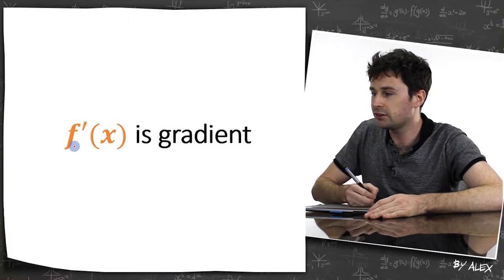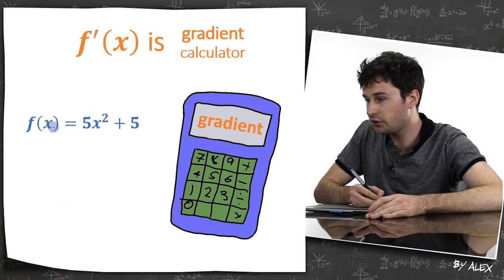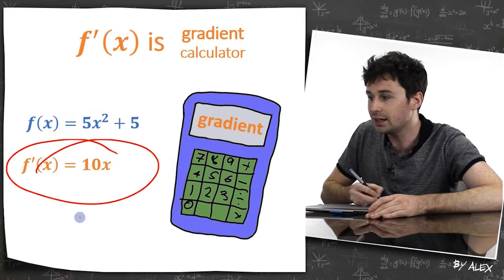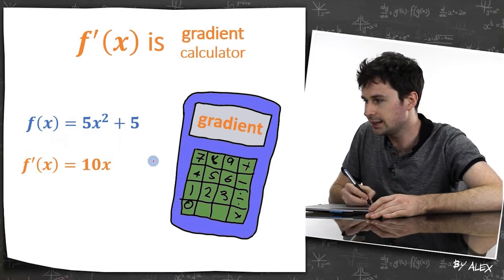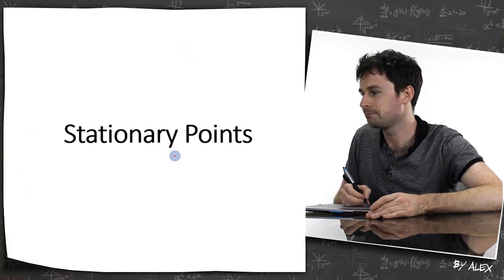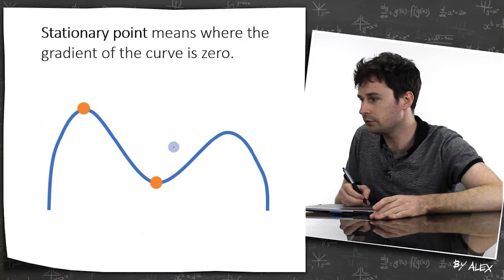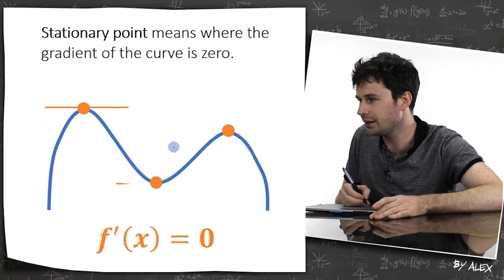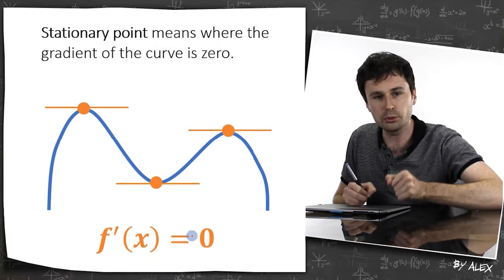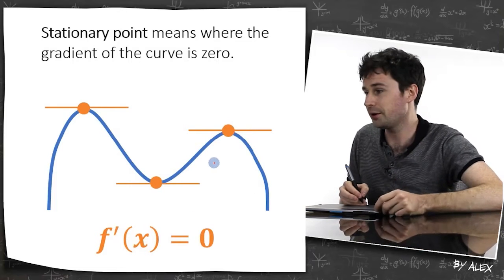So we know that the derivative is the gradient, and we can think of it as a gradient calculator. So if this is the function, this is f of x, this thing here is our gradient calculator. That is the same as having a calculator which calculates gradient. Boom. So stationary points. A stationary point means where the gradient of the curve equals 0. So that's all of these things here. And how do we find that? Well, we find that by making the derivative equal 0 and solving for x. That's all you do. More details in the next video.